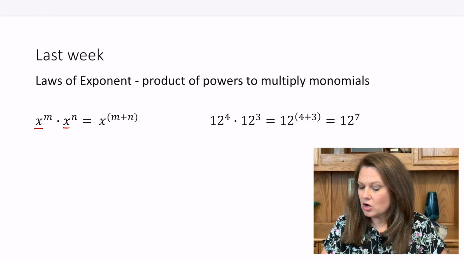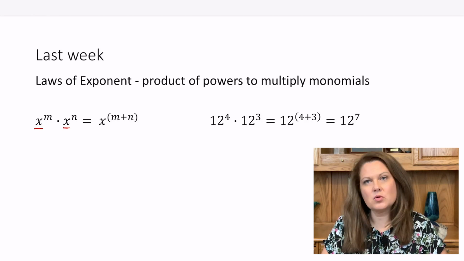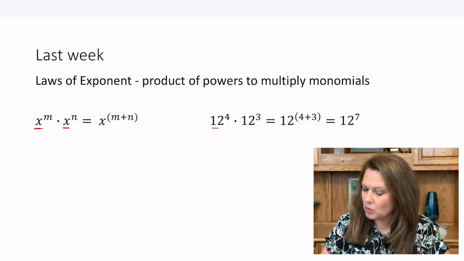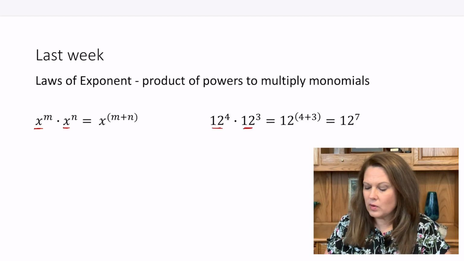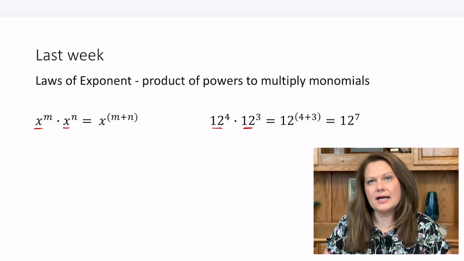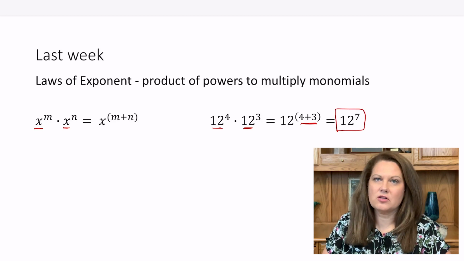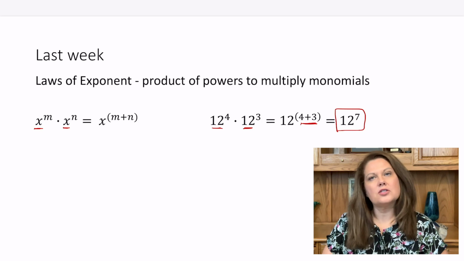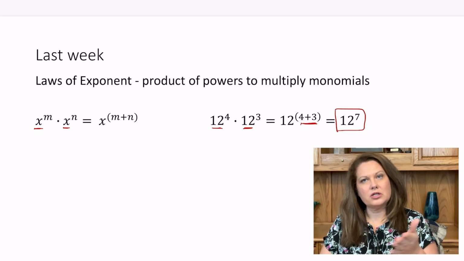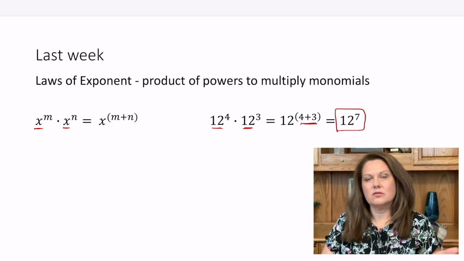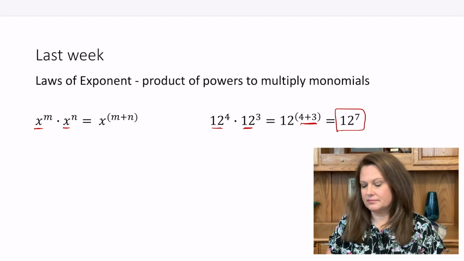So let's stick some numbers in there. 12 to the fourth power times 12 to the third power. Remember, our bases are the same, they're 12. So all we're going to do is add our exponents together, which is 4 plus 3, which gives us a final product of 12 to the seventh power. So remember, product and quotient are opposite. Adding, what's the opposite of addition?